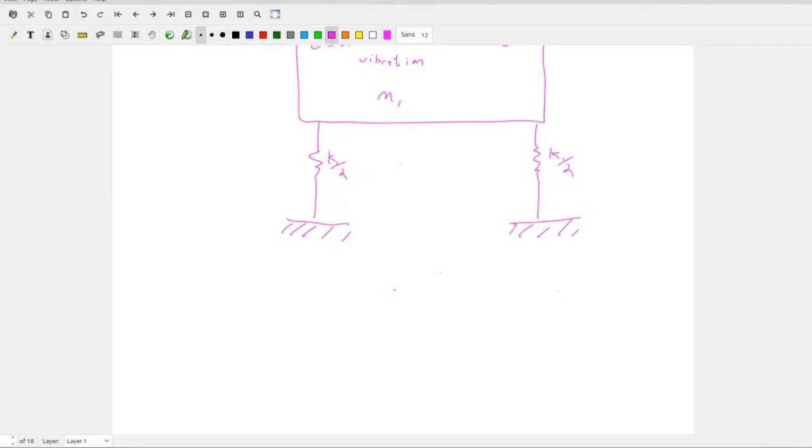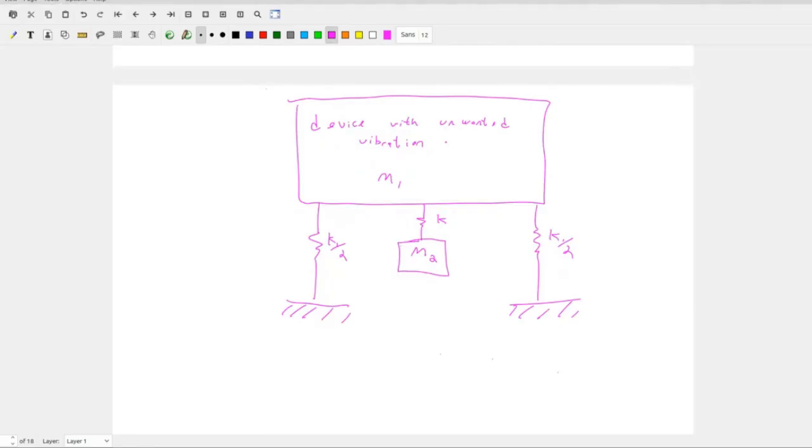Now what we want to do is, let's say we have this device with unwanted frequency, and we don't want any displacement at a specific frequency. Let's see if we can add a second mass down here. We can transfer all of the displacement from this mass into our second mass at a specific frequency. That makes sense? So we still have all the energy in the system. We're just storing that energy in something that we don't care about.